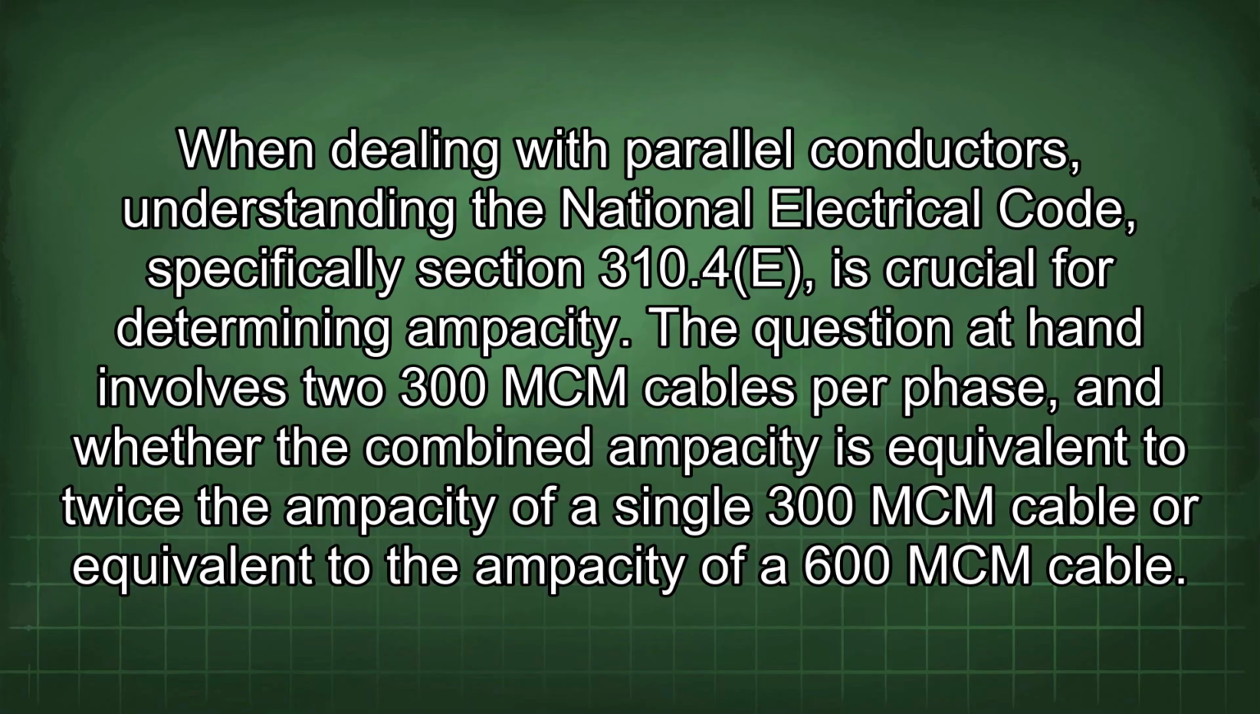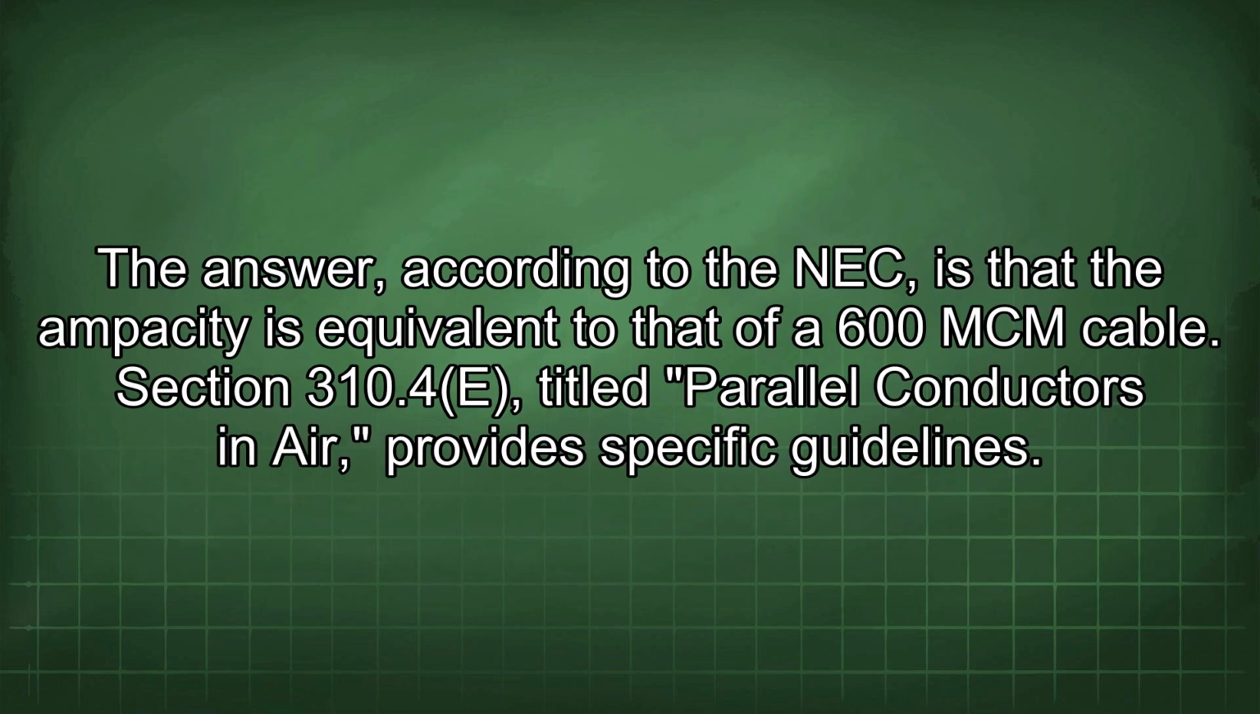When dealing with parallel conductors, understanding the National Electrical Code, specifically Section 310.4e, is crucial for determining ampacity. The question at hand involves two 300 mcm cables per phase, and whether the combined ampacity is equivalent to twice the ampacity of a single 300 mcm cable or equivalent to the ampacity of a 600 mcm cable. The answer, according to the NEC, is that the ampacity is equivalent to that of a 600 mcm cable.